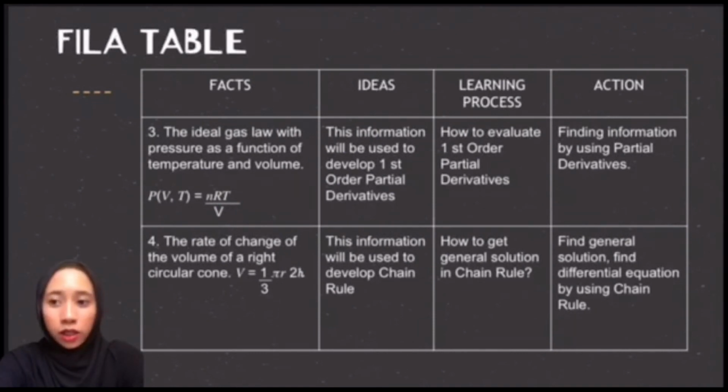The last question is to find the rate of change of the volume of a right circular cone. This information, given the formula of the circular cone, will be used to develop the chain rule. The learning process is to get the general solution in the chain rule. The action that we take to solve this question is to find the general solution and then find the differential equation by using the chain rule.